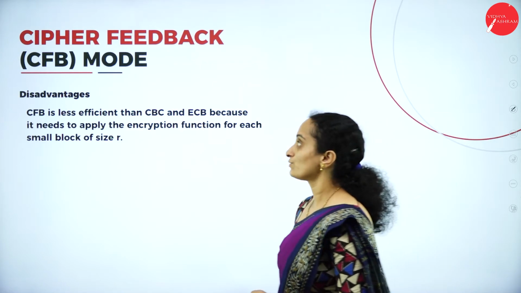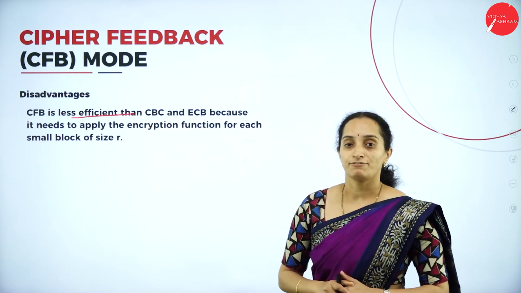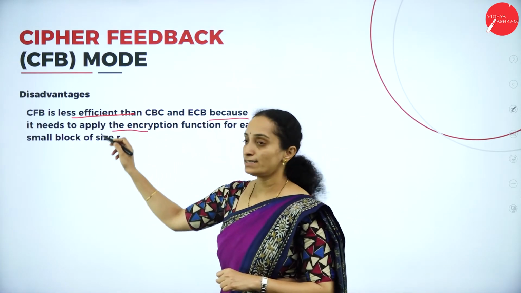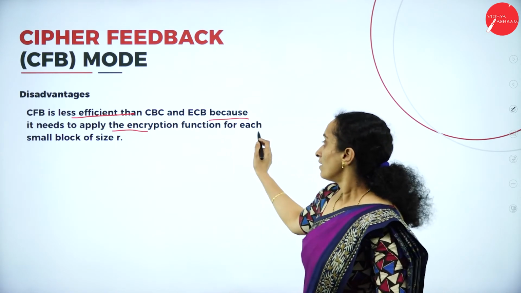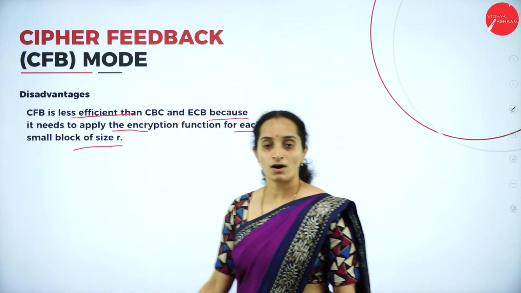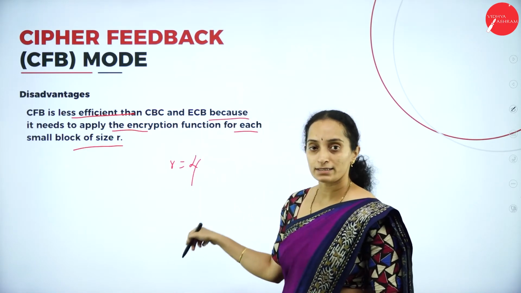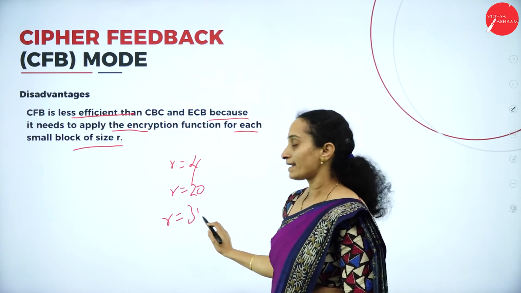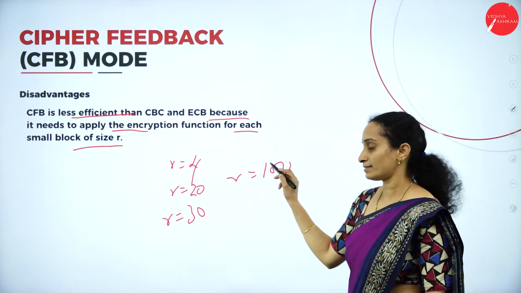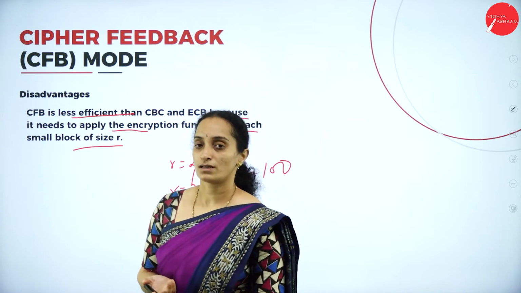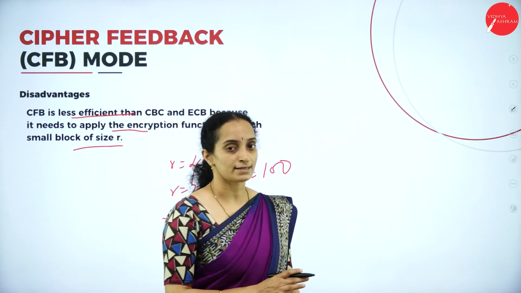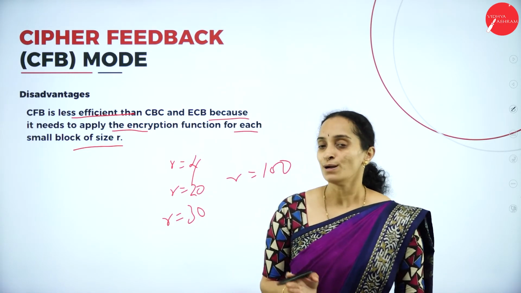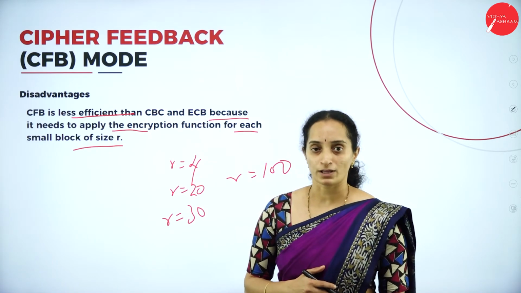What are the disadvantages of the CFB mode? It is less efficient. Why is it less efficient than CBC and ECB? Because it needs to apply the encryption for each small block of size R. Size R may be only 4 characters, 20 characters, 30 characters, or maybe 100 characters. It varies with each execution. So even if you have only a few characters in the shift register, you have to use the encryption algorithm and decryption algorithm to perform the encryption and decryption of the blocks.